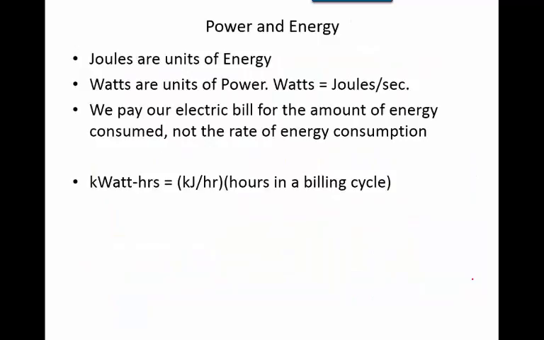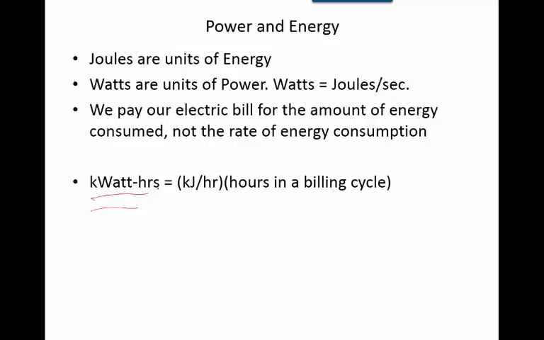So energy and power. Joules are units of energy. Watts are units of power. So a watt is a joule per second. When you look at your electric bill at home, you get charged for kilowatt hours, correct? So what does kilowatt hours mean? This is what you get charged for. It is an energy that you consumed. They call it the power bill, but it's actually the energy that you consumed.